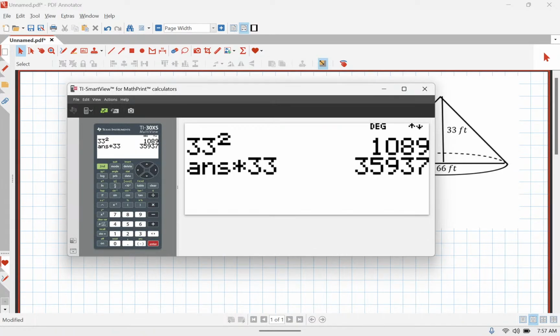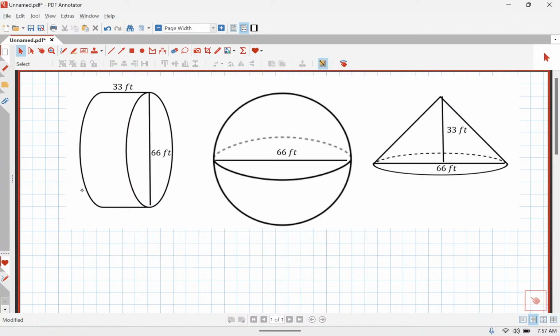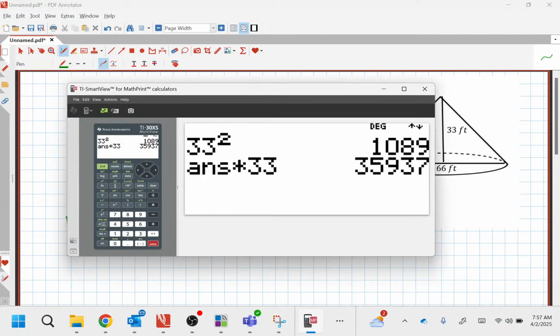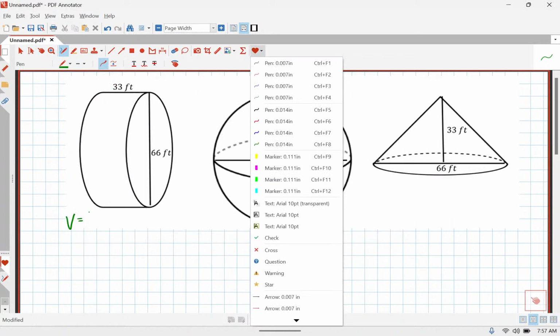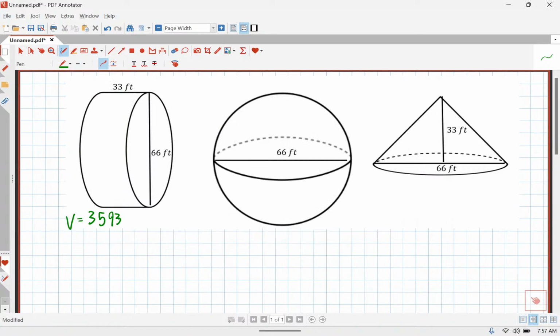35,937. I tend to like to save that pi for last because your calculator can kind of freak out about pi sometimes. And we know we just need to put it on at the end. Just make sure you don't forget it. 35,937 pi feet cubed. Awesome.